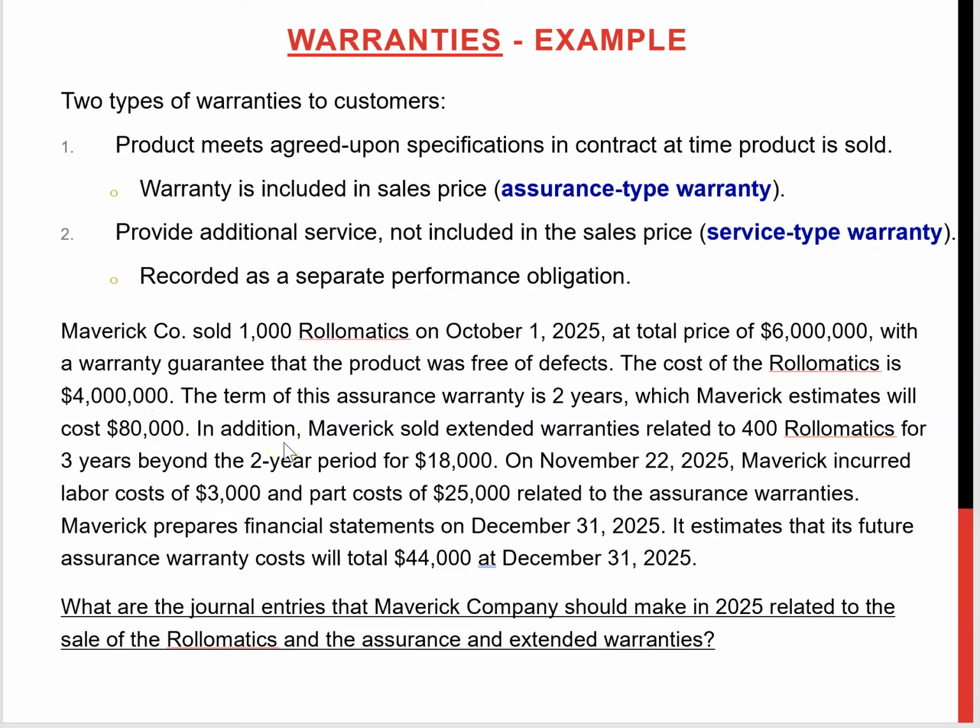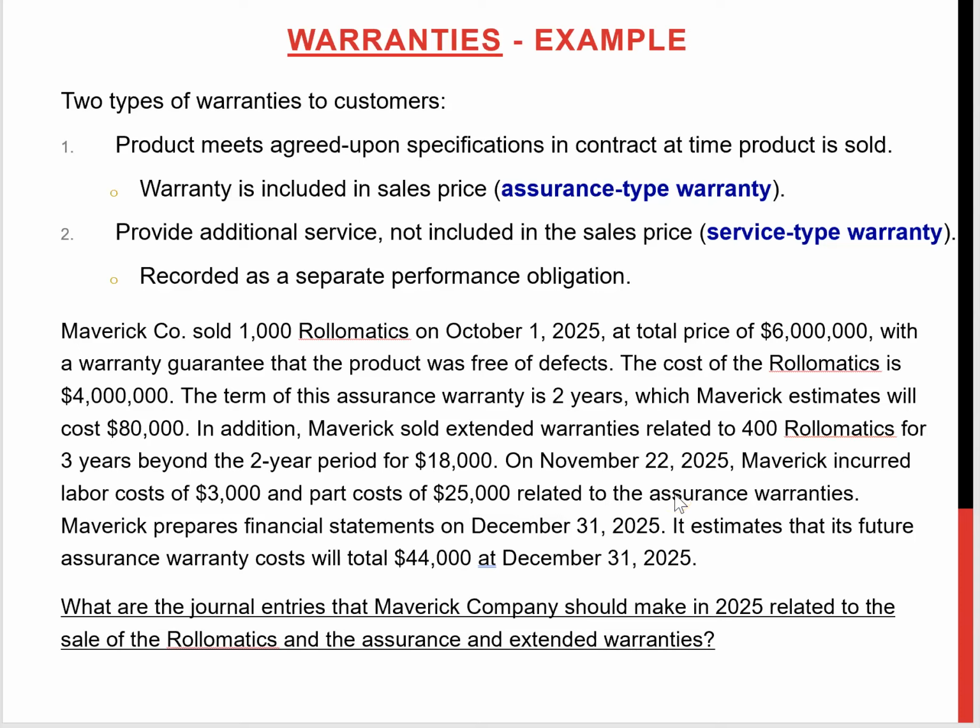In addition to this assurance type of warranty, Maverick sold an extended warranty for 3 years beyond the 2-year period, and for that they charge an additional $18,000. So after 2 years, if the customer wants extended warranty, the customer will get it for an additional 3 years, but will pay an extra $18,000, which we now call the service type. So if they get the service type, there will be two performance obligations. One is the assurance type, another is the service type warranty.